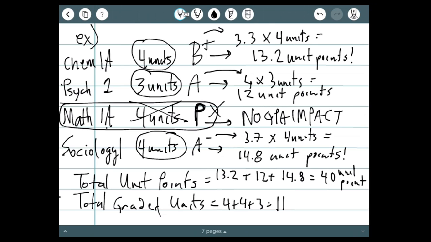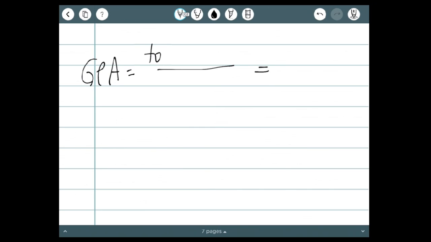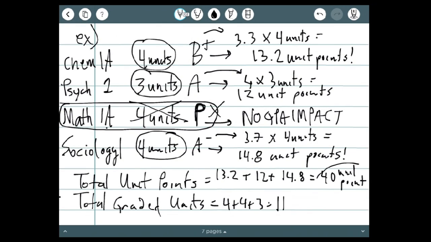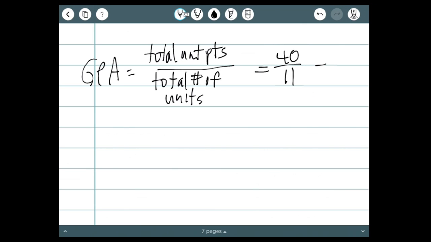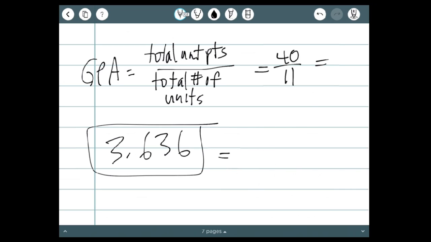And the GPA is going to be determined by the total unit points divided by the total number of units. Remember, what's our total number of unit points from the previous page? Let's go back. It's 40 unit points divided by 11 total units. So 40 divided by 11, which is 3.636. So that is your GPA. And you just calculated it on your own. Let's say that was your semester GPA.